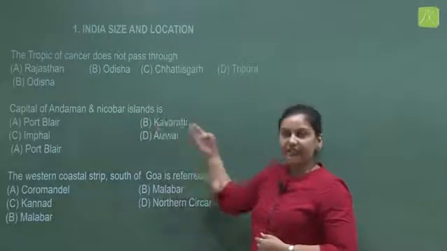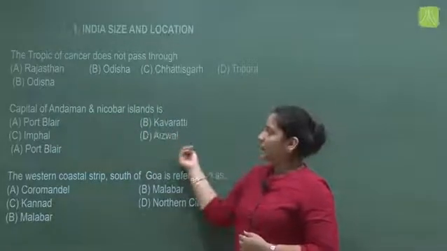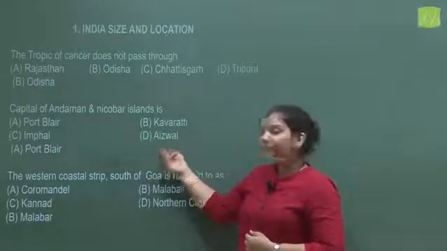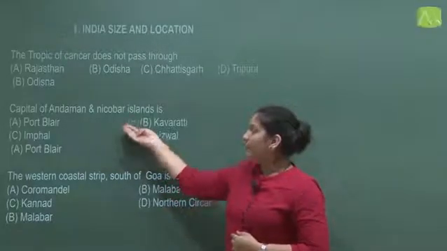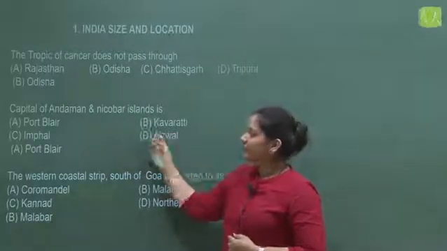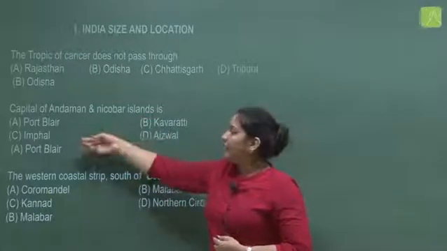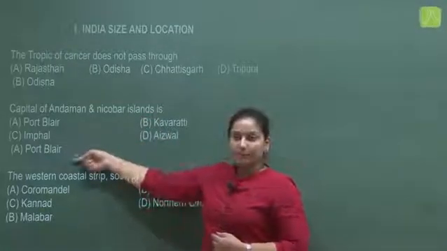Moving on to the next question. This is a union territory, and we will have to locate the capital. We will need to know about the capital of Andaman and Nicobar Islands. It is a simple question based on logic. The correct answer is Port Blair.